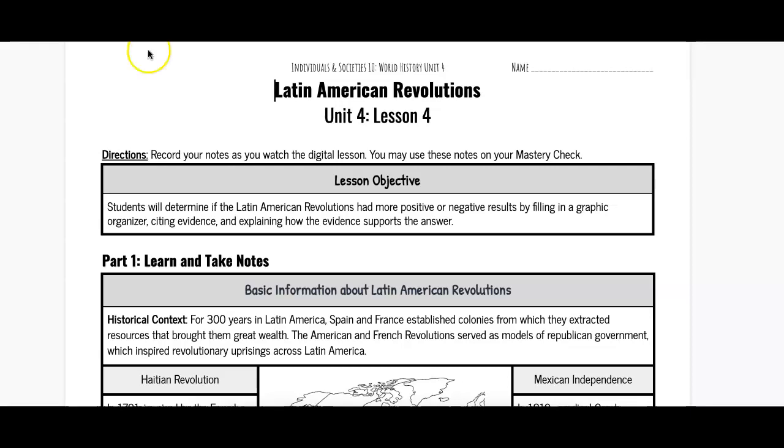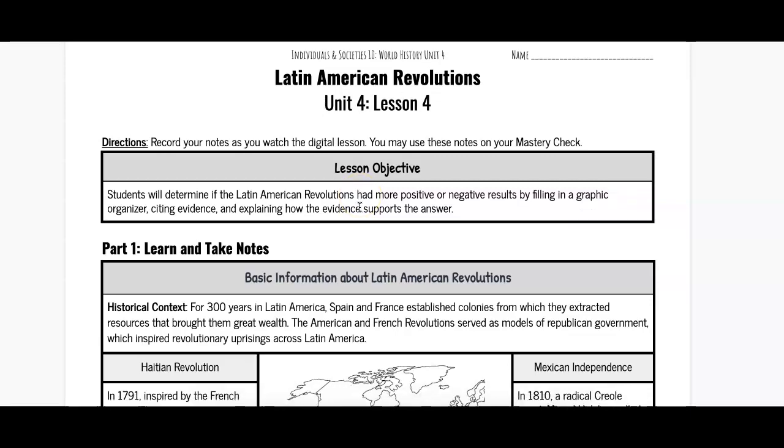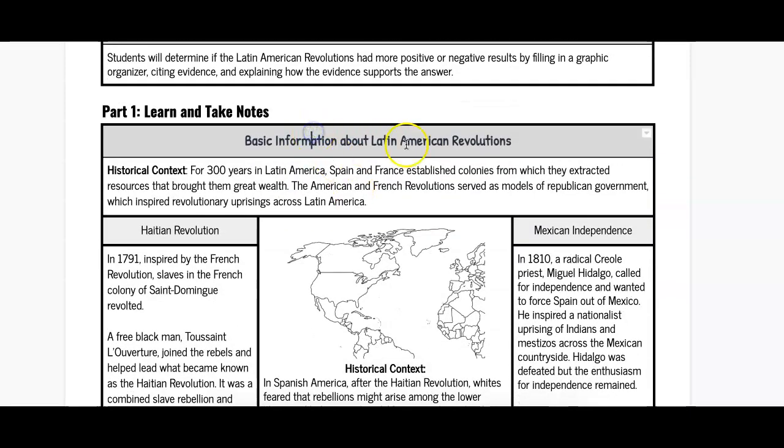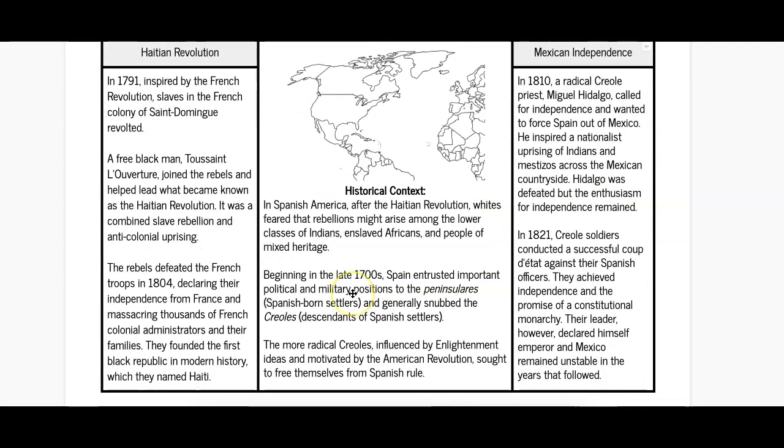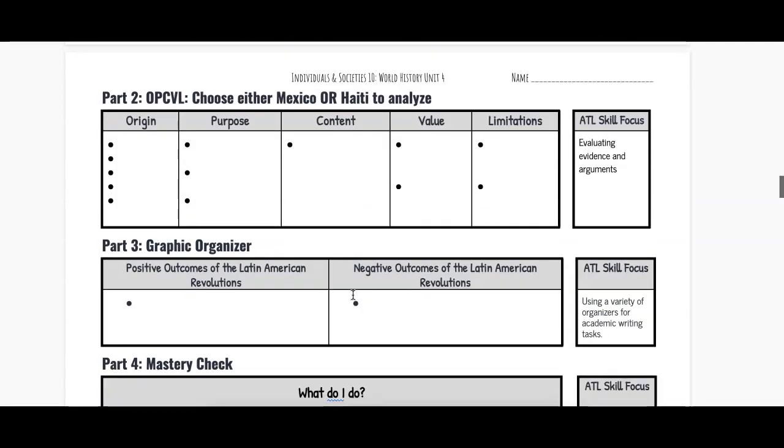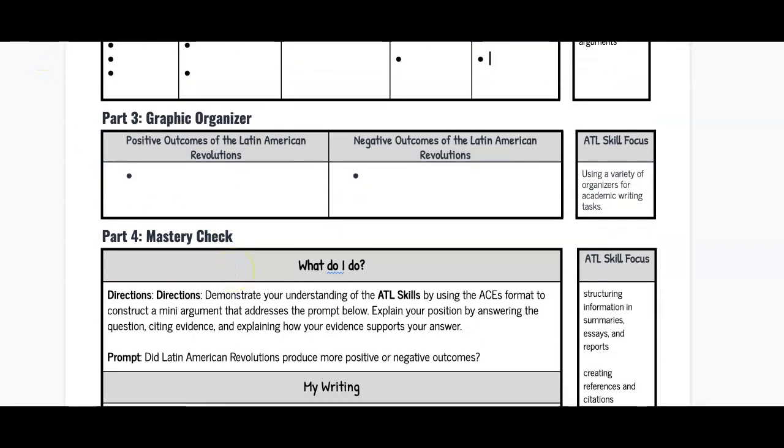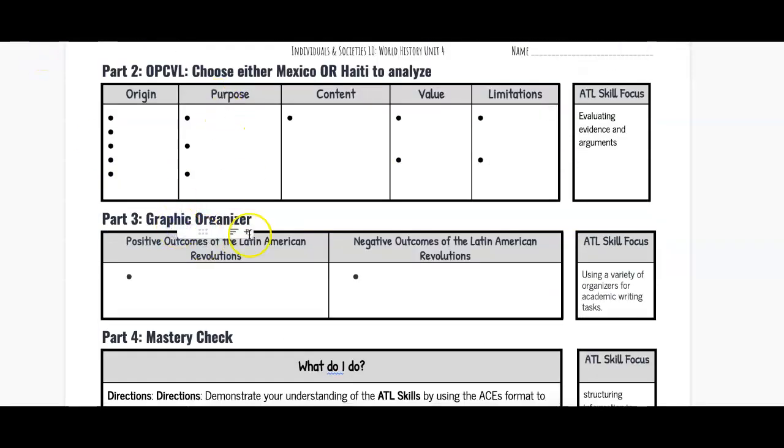In this video, we're going to go over the graphic organizer and mastery check for Lesson 4 on Latin American revolutions. You should have learned all the basic information about Latin American revolutions. We looked at Haiti and Mexico. You should have analyzed a specific primary source and written some evaluations of your evidence here. And now you're on part 3, which is the graphic organizer.